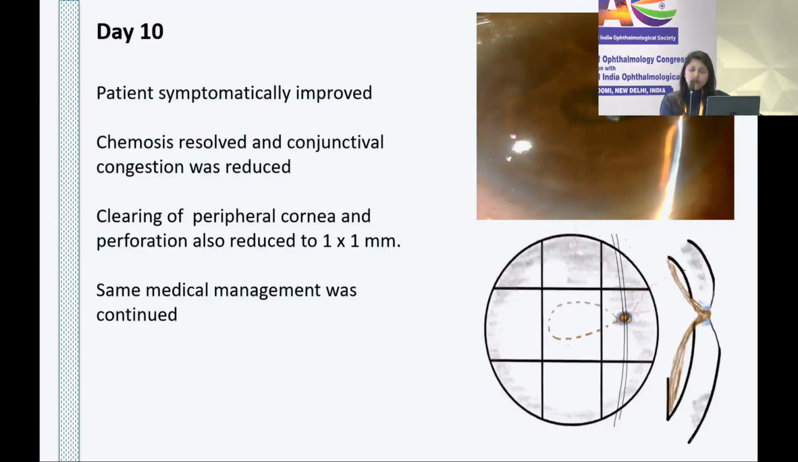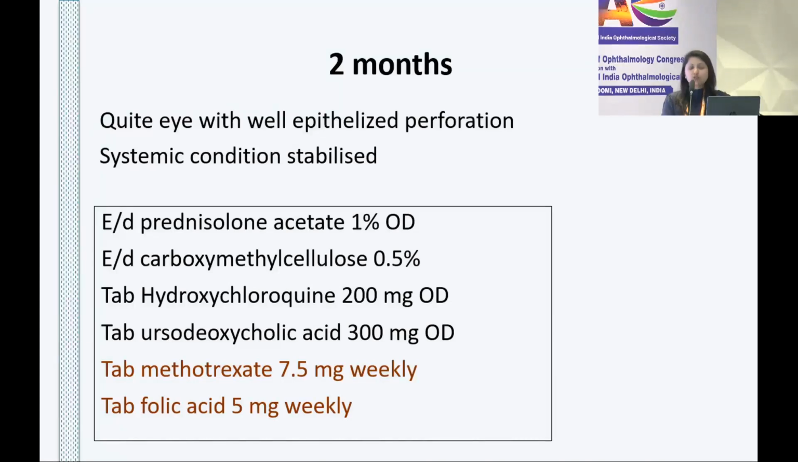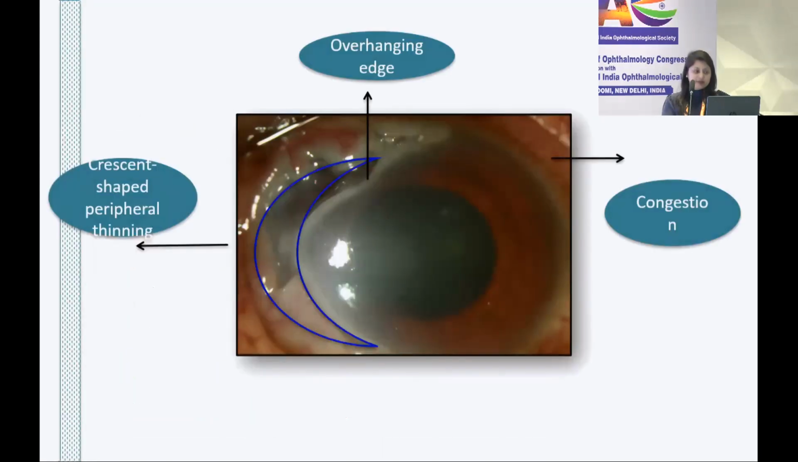So by day 10 on steroids only and after the treatment was started, the patient had symptomatically improved, the chemosis had resolved, the congestion had reduced, and the perforation also had become, the iris plugging had also seemed to reduce, maybe because of decrease in edema. So the same treatment was continued, and by day 17 the patient was much better and scarring had taken place over the area of the perforation. So steroids were tapered and the rest of the treatment was continued. So by 2 months his LFT had normalized and the patient was started on methotrexate as well.